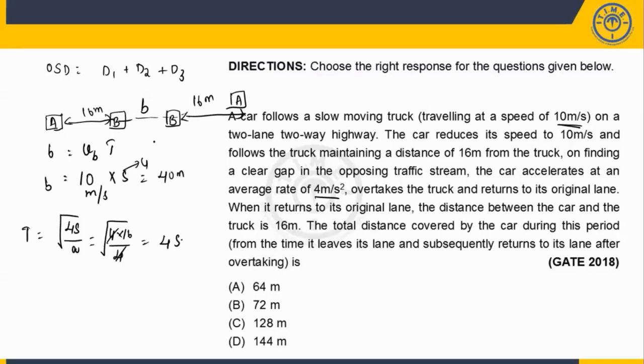40 meter. But is he asking for small b or D2? Sir, D2. D2 is the summation of S1 plus small b plus S2. S1 is 16, b is 40, S2 is 16. So 16 plus 16 is 32, plus 40 is 72. 72 meters. Yes, sir. Shall we move forward? Yes, sir.